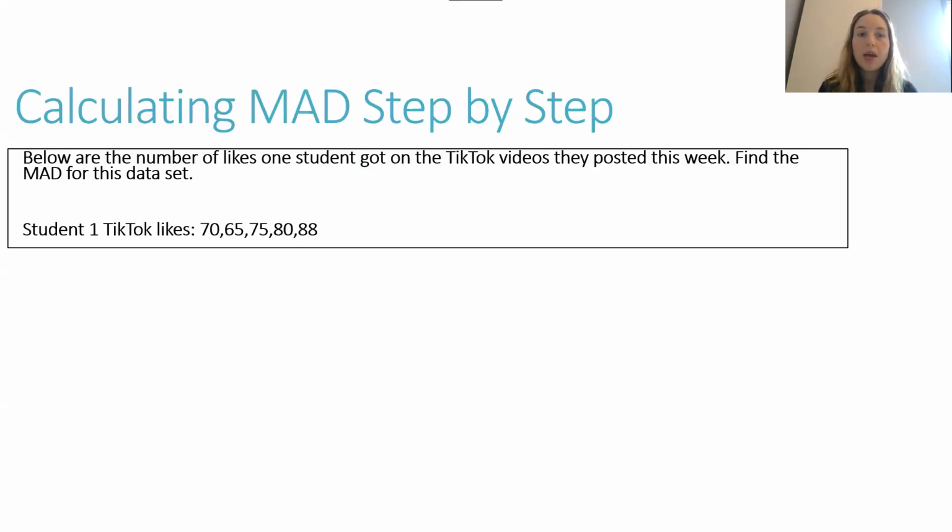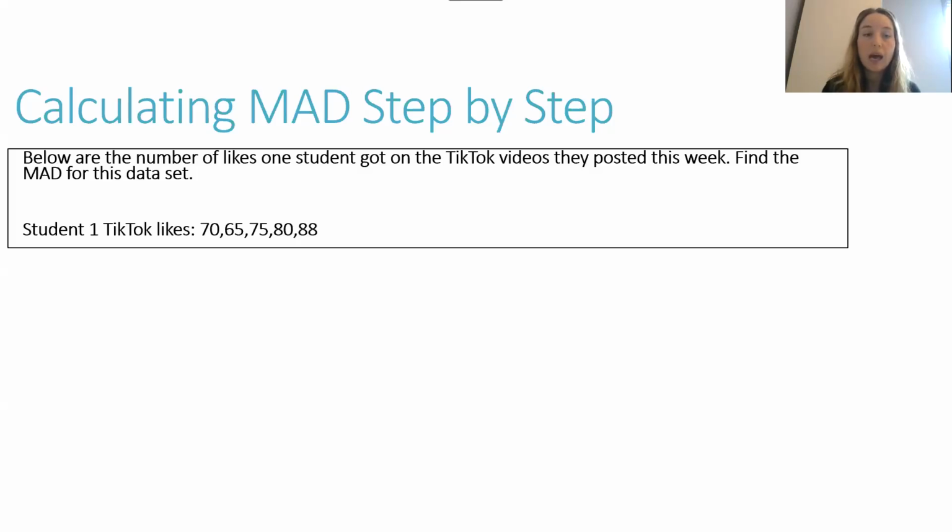Okay, so now that you know what MAD is, I'm going to teach you how to calculate it step by step. So I want you to consider the following problem. Below are the number of likes one student got on the TikTok videos they posted this week. Find the MAD for this set of data. So here you can see my data set. Student 1, their TikTok likes, they got 70, 65, 75, 80, and then 88.